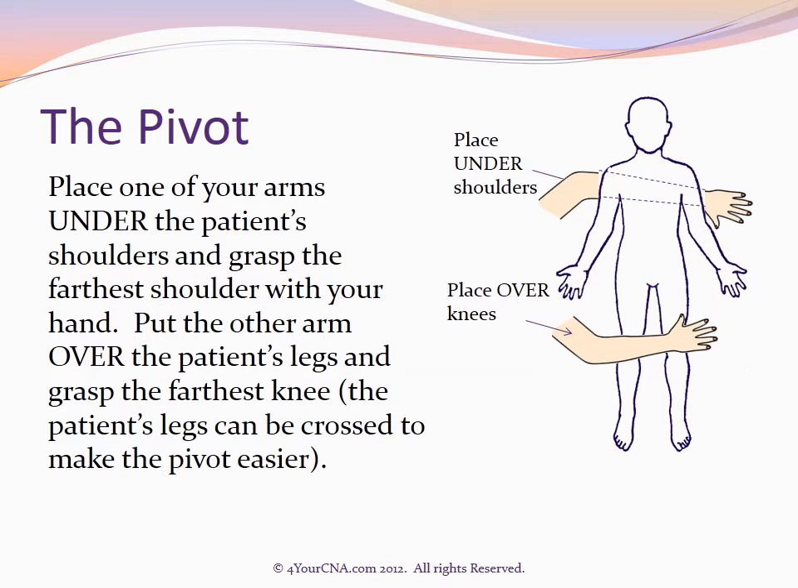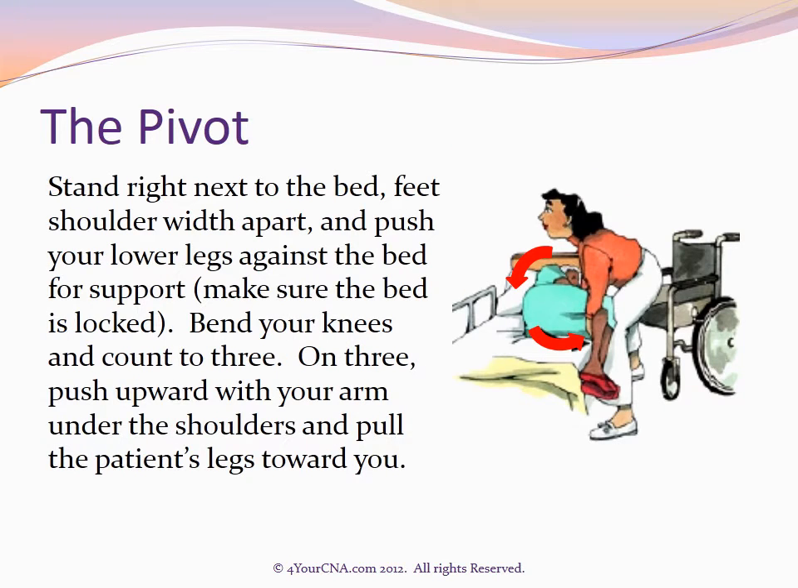Place one of your arms under the patient's shoulders and grasp the furthest shoulder with your hand. Put the other arm over the patient's legs and grasp the farthest knee. The patient's legs may be crossed to make the pivot easier if you desire. Stand right next to the bed, feet shoulder width apart, and push your lower legs against the bed for support. You also need to make sure the bed is locked.